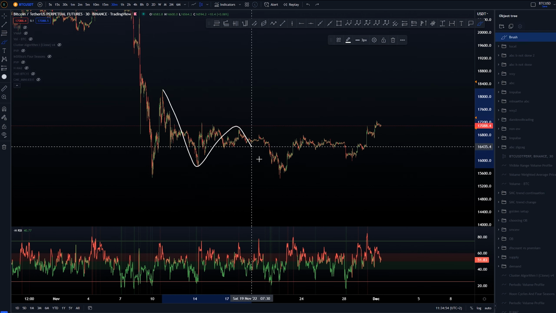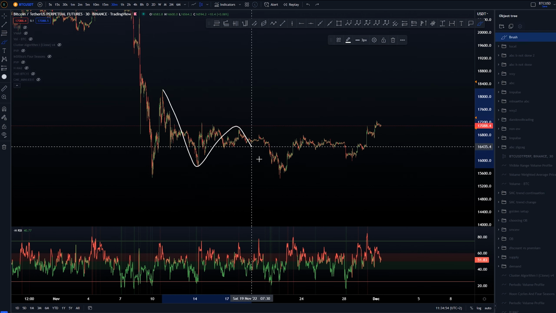At the moment, we would be tracking this count where we were labeling this as a 1, 2, 1, 2, 3, 4, 5 into the 3rd, 4th, and 5th. So at least one more high here to be taken out. We are really close at the moment to the 1-to-1 extension of this move here, which is a very nice symmetry, as we are still looking for one more pump here.